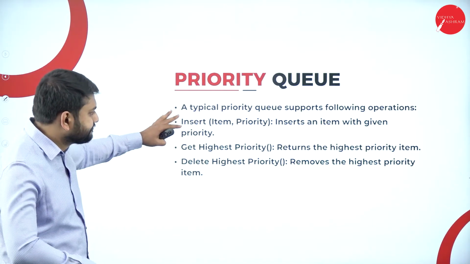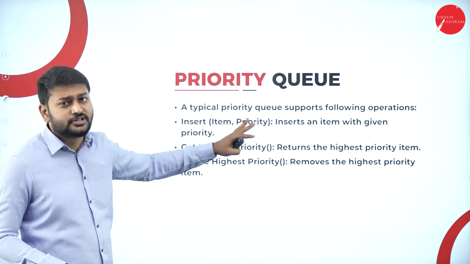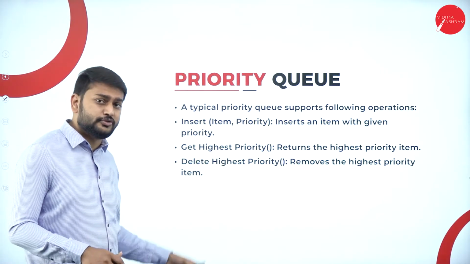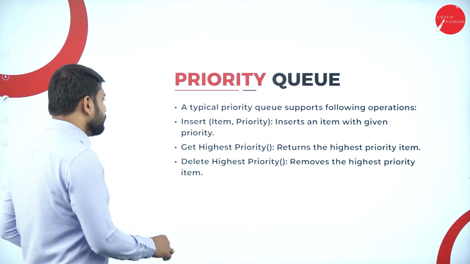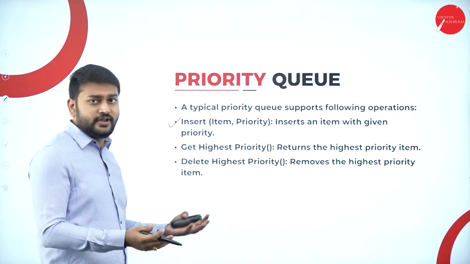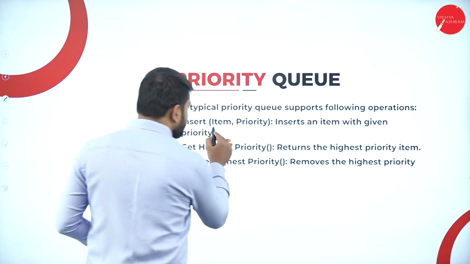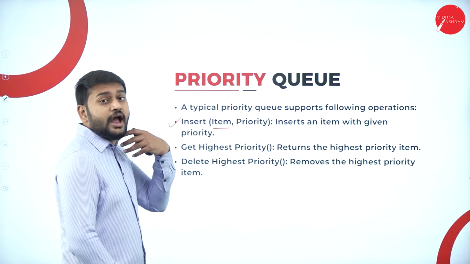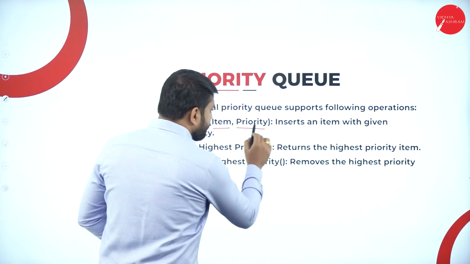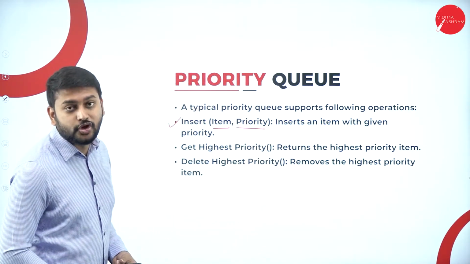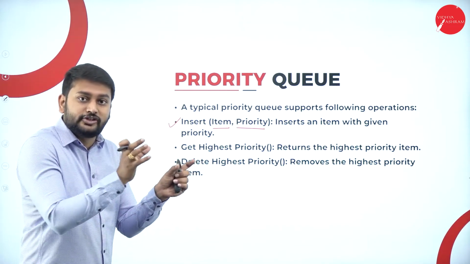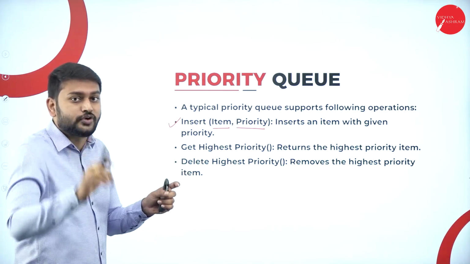So guys, the different types of operations that I can perform with respect to the priority queue are what I've mentioned here. You can insert an element. Whenever I'm inserting an element, obviously two things I have to insert: one is the item, and also the priority. An item associated with the priority is what I will be inserting. That's what you need to remember.